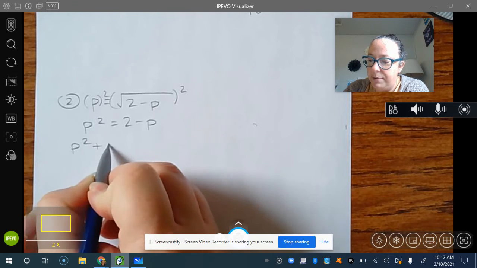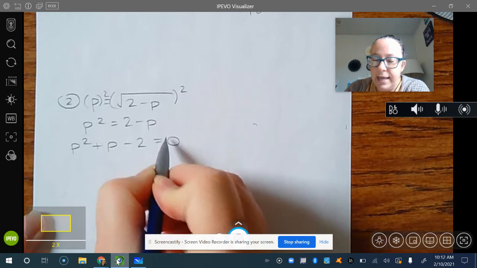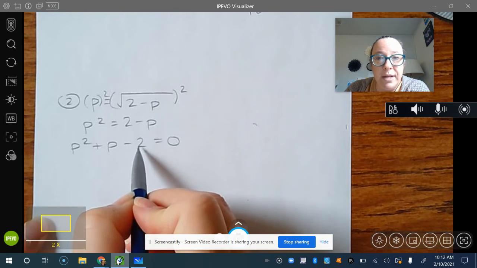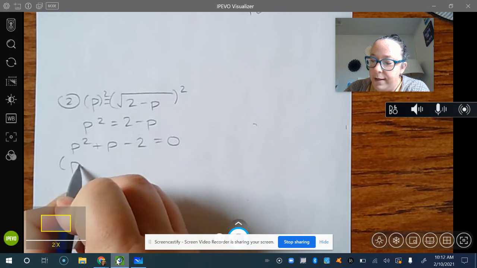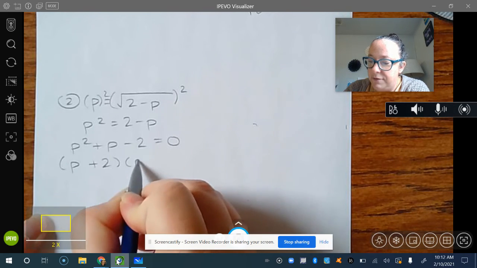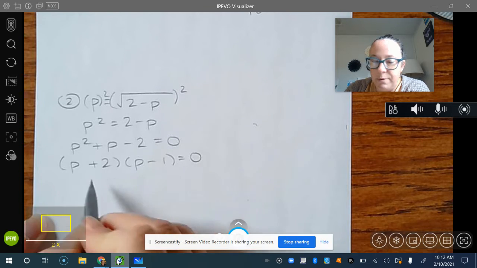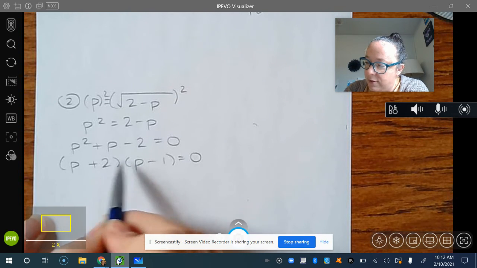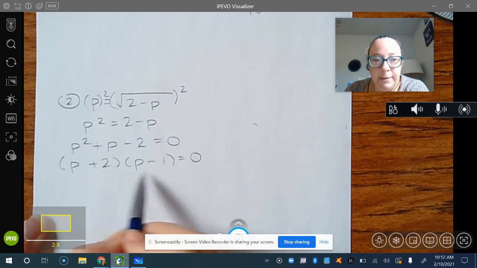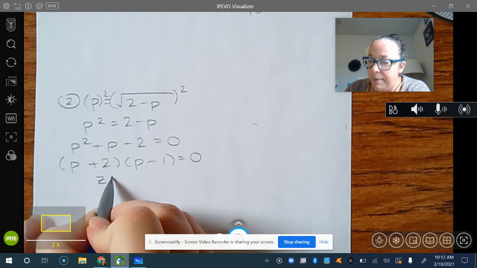Now I have a quadratic, so I need to get it set equal to 0. Tossing these over, that'd be a plus p and a minus 2 equals 0. What times what is negative 2 but adds to give you 1? It'd be a positive 2 and a negative 1. Remember, you can distribute and check yourself. P squared minus p plus 2p minus 2. I'm good.